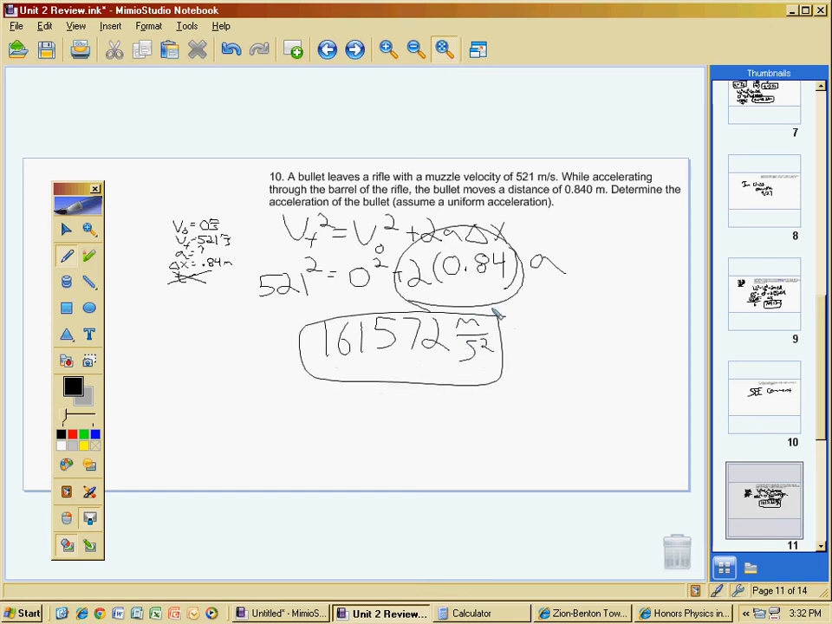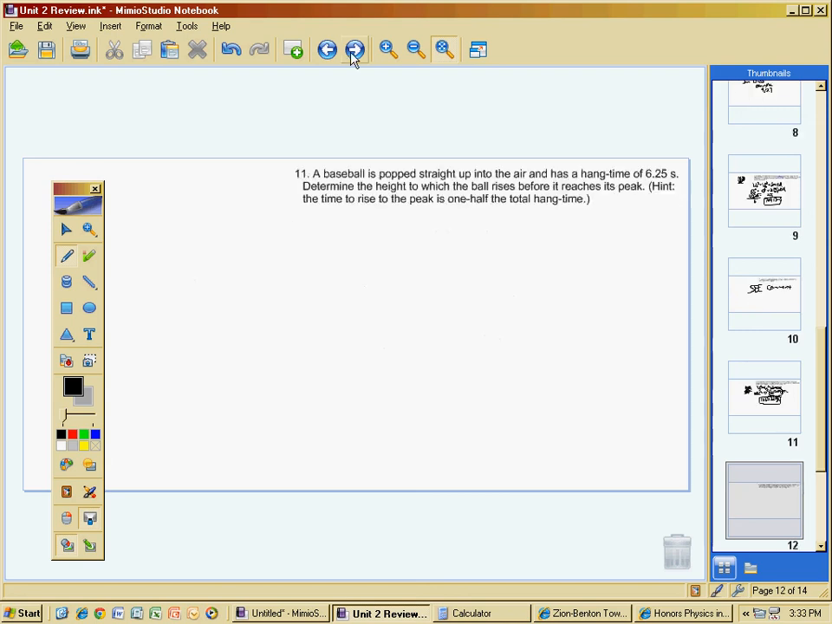meters per second squared. That seems like a really huge number, but it actually makes perfect sense, simply because you're going from 0 to pretty close to the speed of sound in less than a meter. It's going to be pretty fast. You're going to need quite a bit of acceleration in order to pull it off.